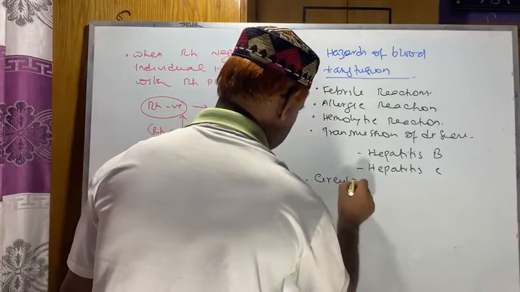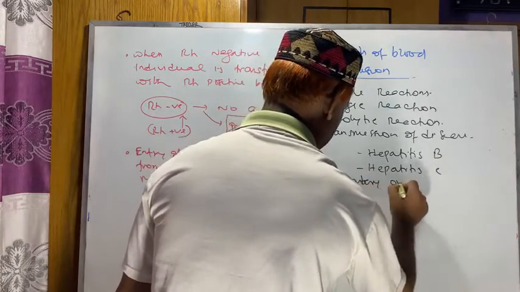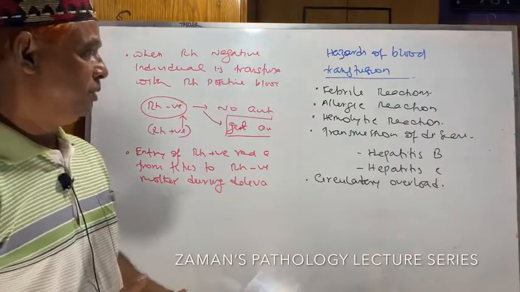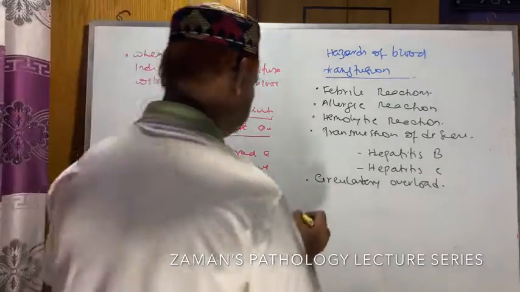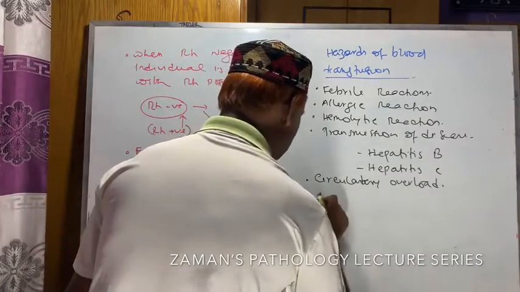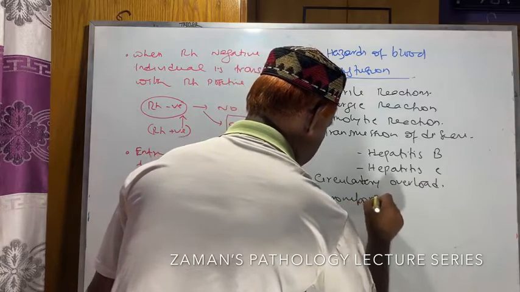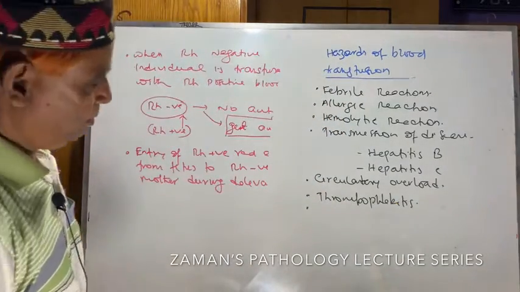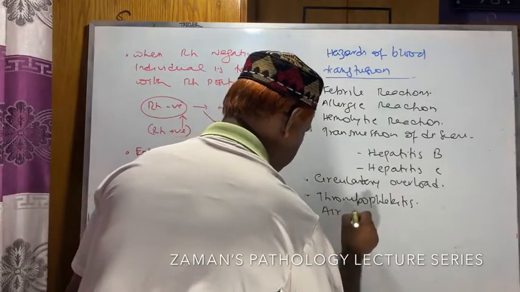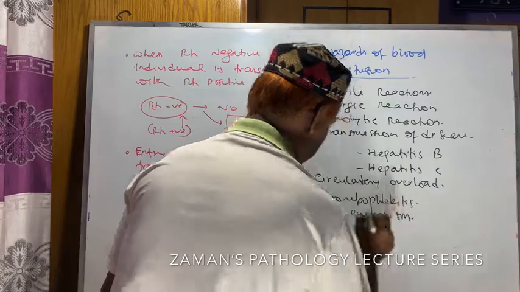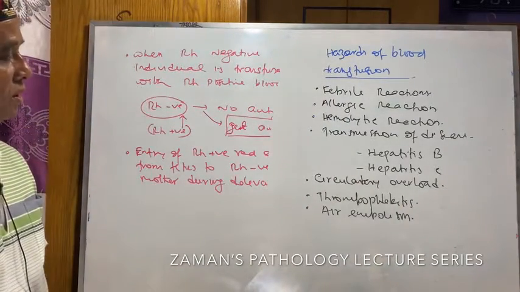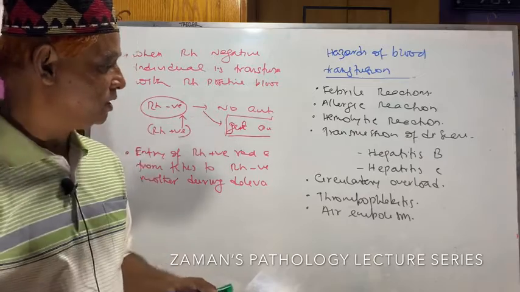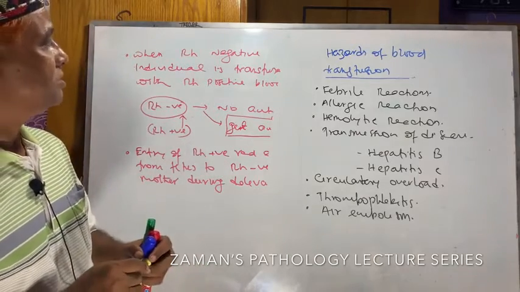Then circulatory overload: following excessive blood transfusion, there may be circulatory overload also. Thrombophlebitis, and there may be air embolism also. At least 100 cc of air, or more than 100 cc of air, is needed for air embolism. So these are the hazards of blood transfusion.